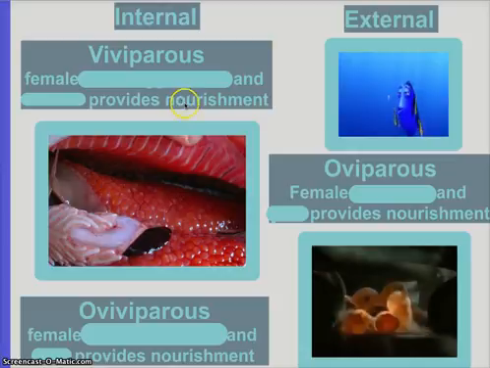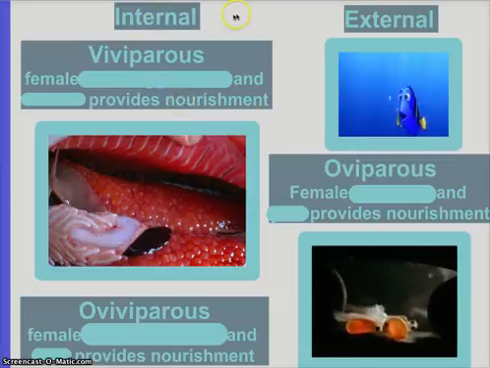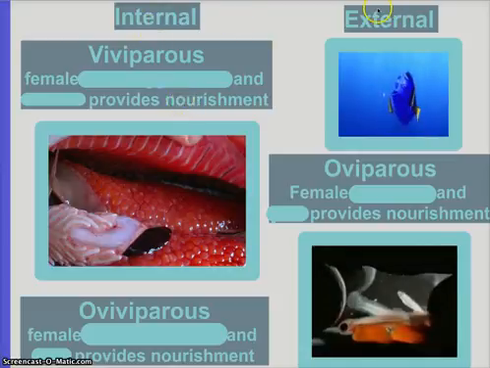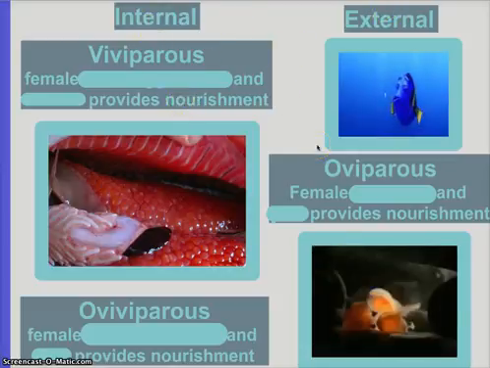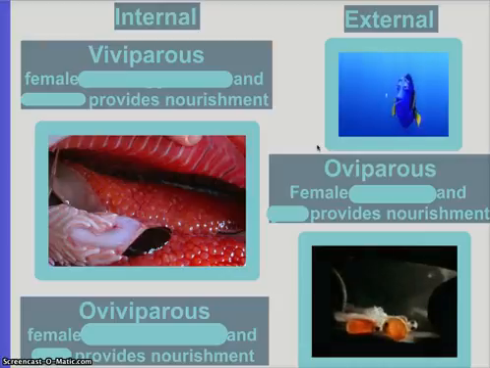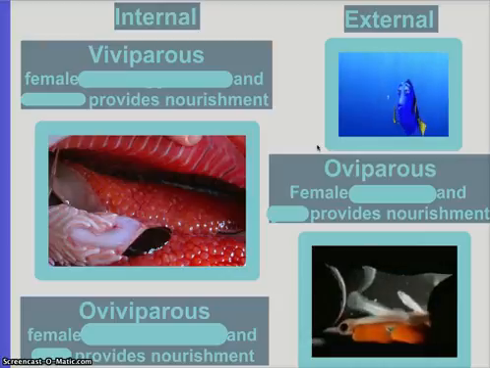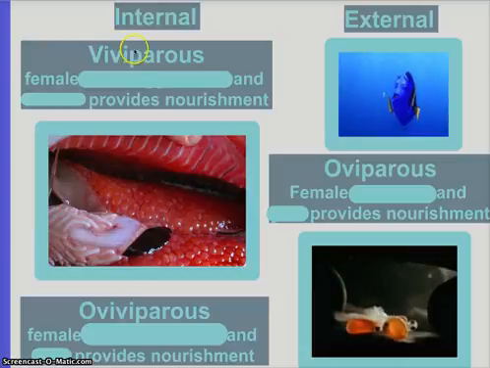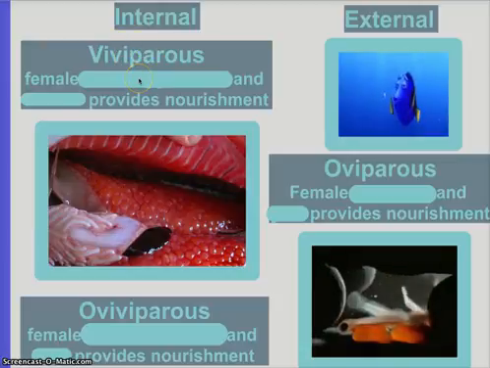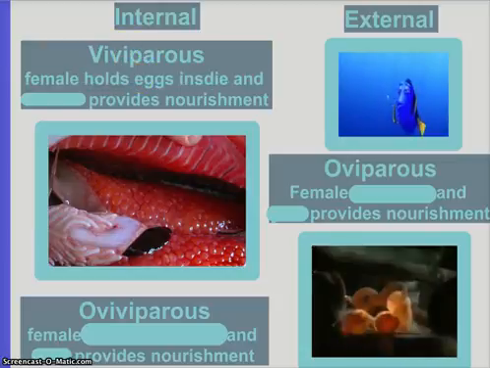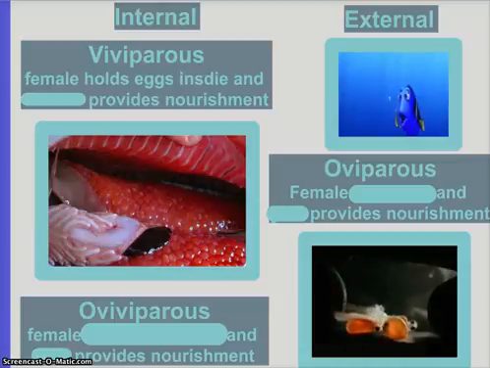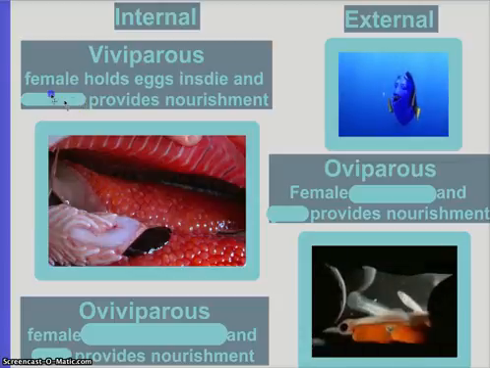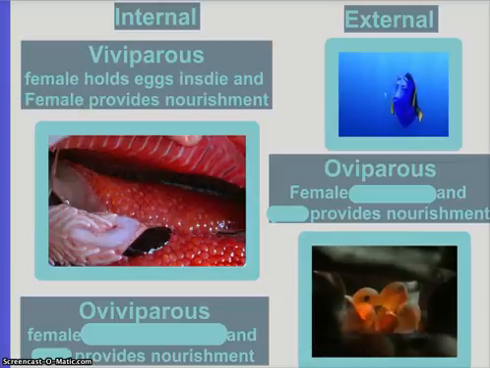So as Ashley mentioned, fish reproduce internally and externally. These are terms that describe internal and external reproduction in terms of nourishment. So viviparous is a form of internal where the female holds the eggs inside, obviously because it's internal, but the mother actually provides the nourishment.